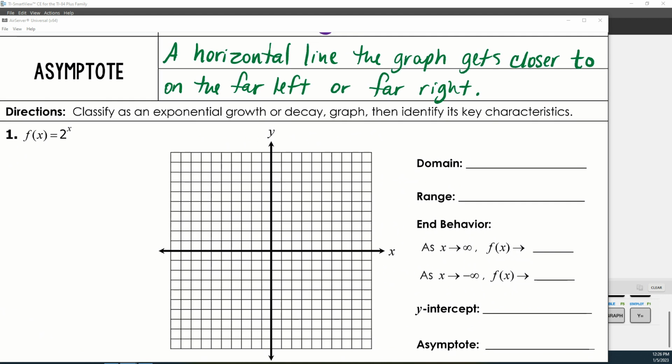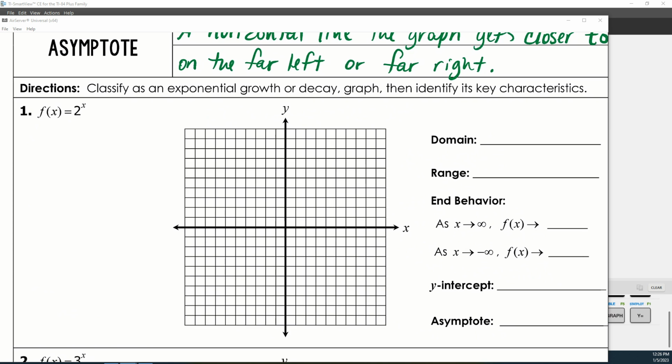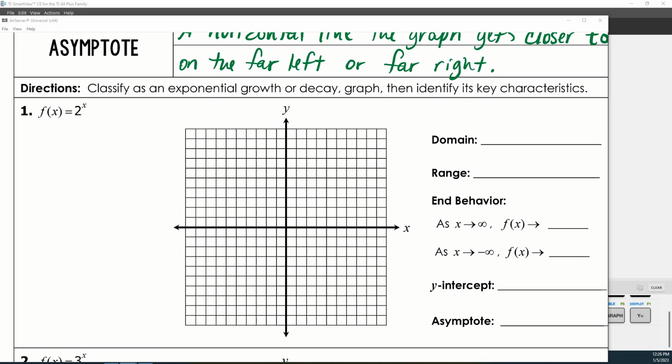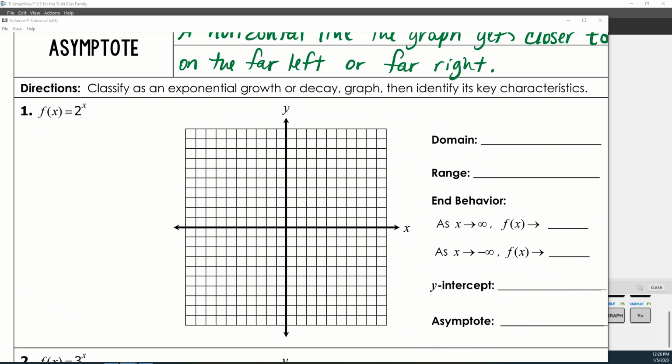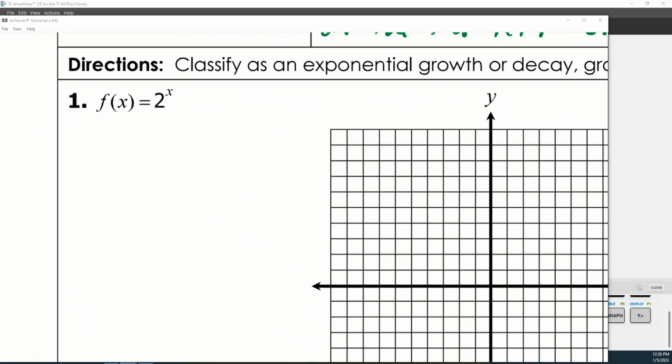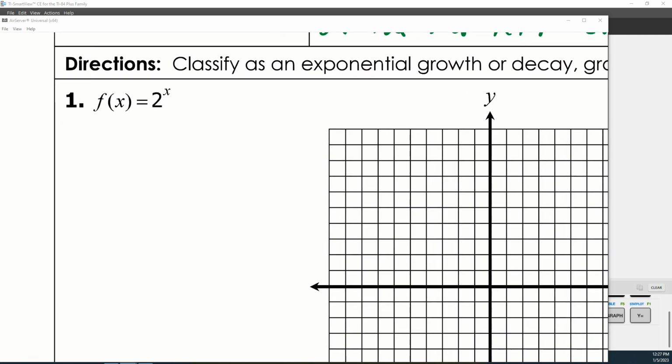All right, so we're going to do a few graphs. We're not going to do all of these characteristics over here, so I'll tell you which ones to mark out in a second. But let's look at this equation. Do you guys think this one's going to be growth or decay? We look at the base, which is 2. Growth. So if the base is bigger than 1, it's going to be growth.